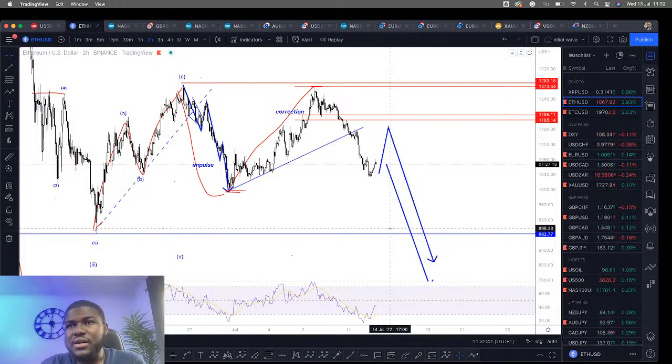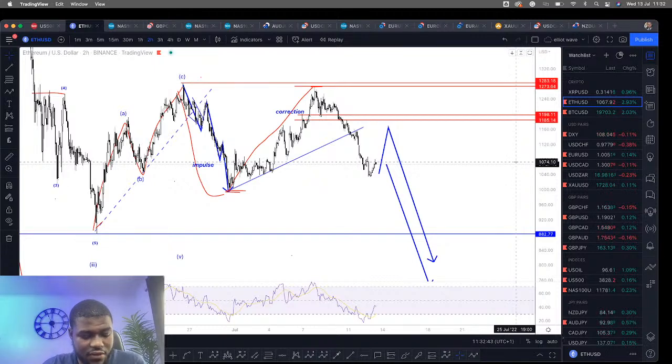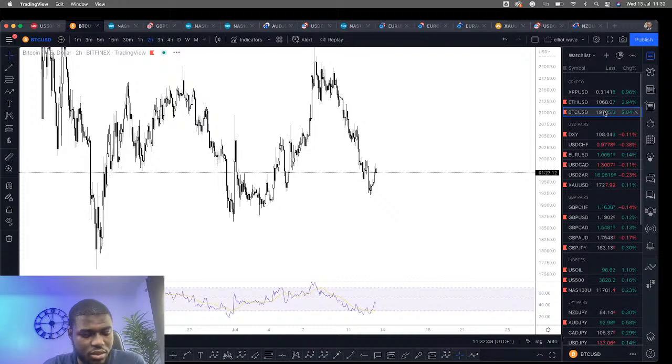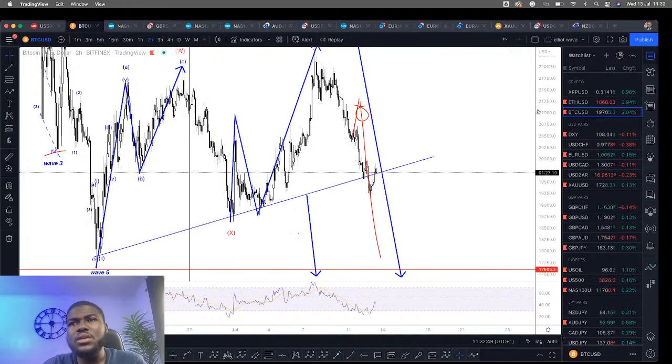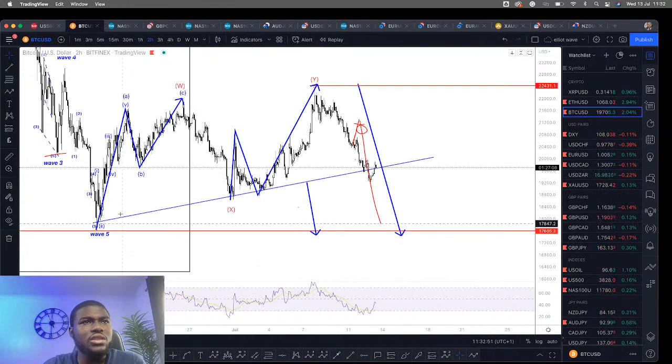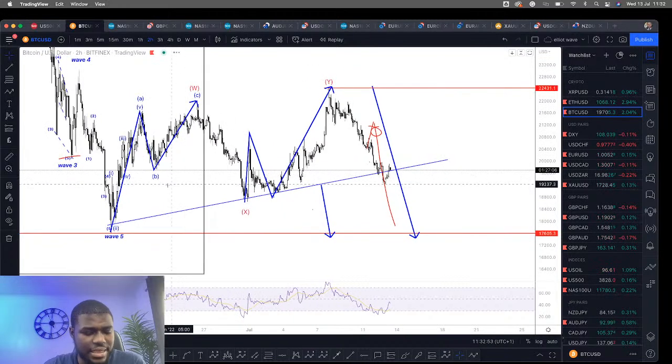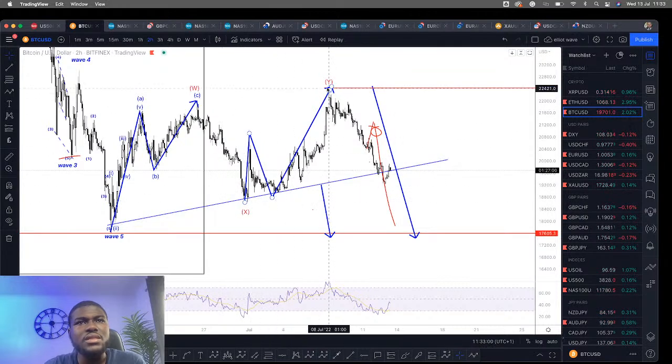What else do I have, guys? Right here I have a BTC, Bitcoin USD. That's the third pair we're going to be looking at. BTC USD has a correction of a double zigzag. That's a double combo. We have an ABC to the upside and this W, and we have ABC. That's Y. The first leg is W, second leg is X, and the third leg is Y. Then we have an impulse starting from this very top to the downside.